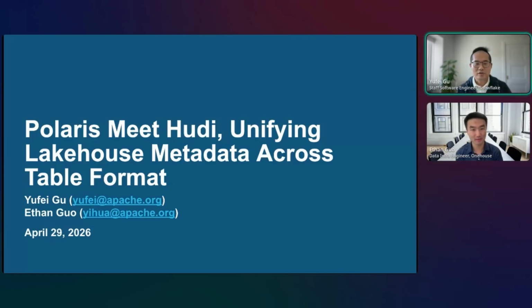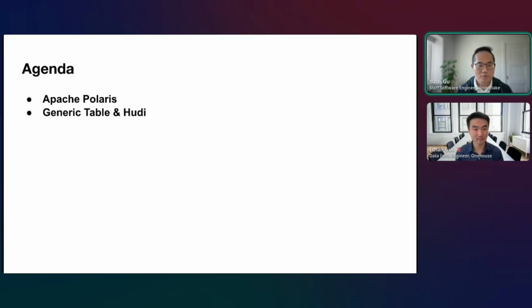Thanks, Ethan. So today we're going to talk about Polaris meets Hudi, unifying the lakehouse metadata catalog and table format. And this is what we're going to cover. First, I'm going to talk about what is Apache Polaris, why do we need that one, how does it work. Then Ethan is going to talk about a new concept within Polaris, which is generic table, and how it supports the Hudi table format.